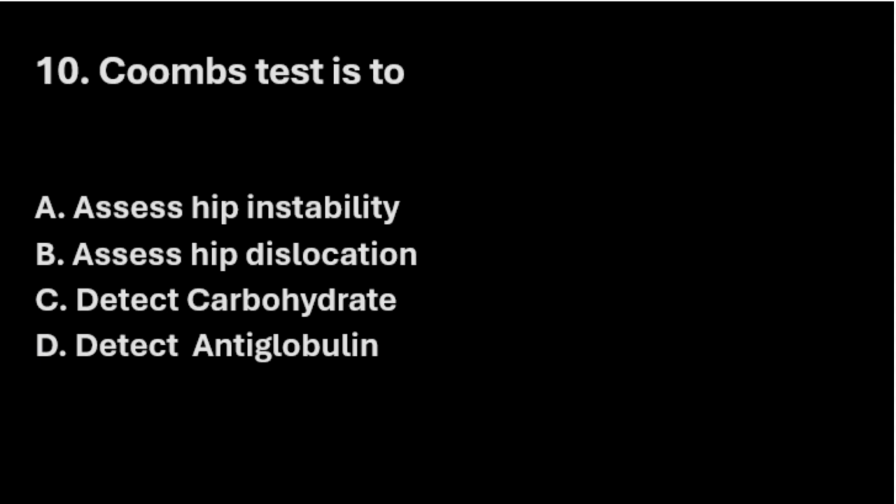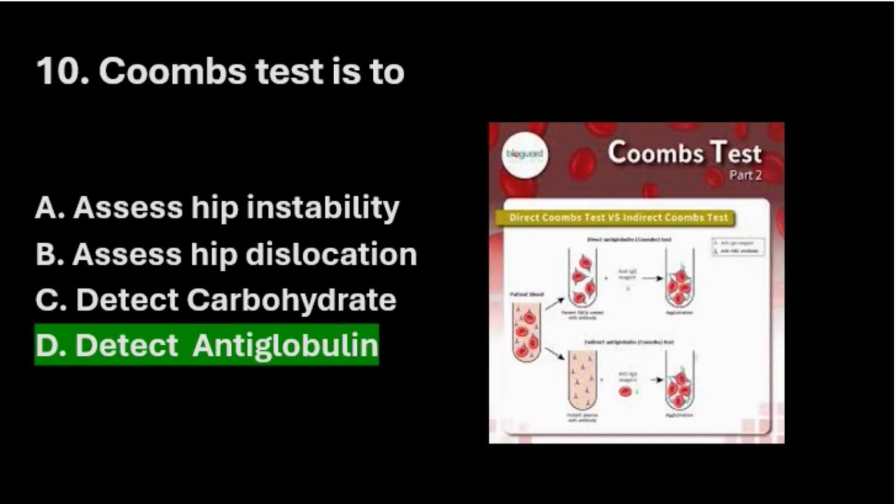Next question. The Coombs test is to option A, assess hip instability. Option B, assess hip dislocation. Option C, detect carbohydrate. And option D, detect antiglobulin. The right answer is Coombs test is to detect antiglobulin. Option D is the right answer here.